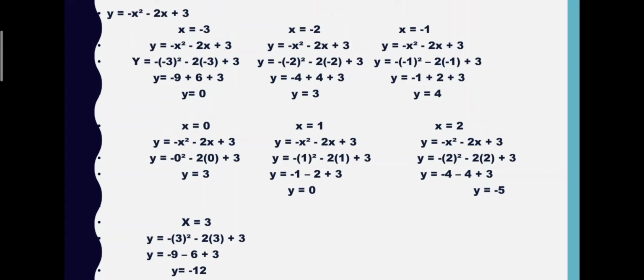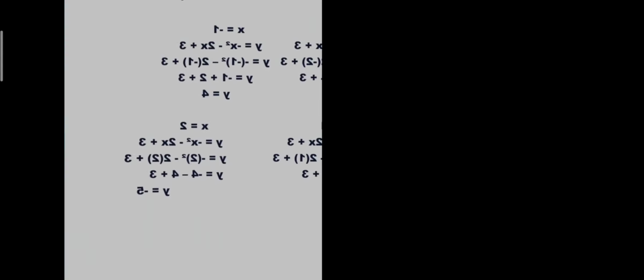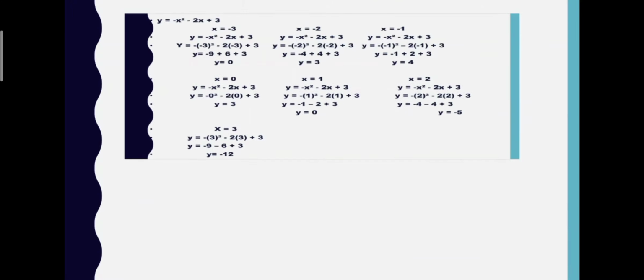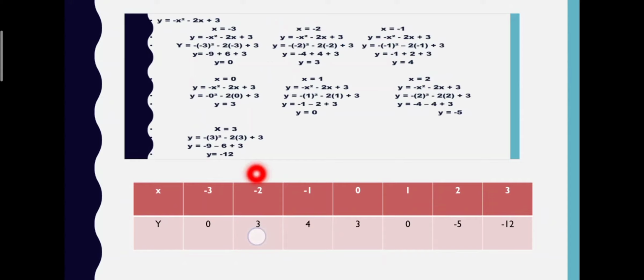So, ngayon naman, ilalagay na natin yung value ng y sa ating table of values. Okay, so here, yan yung na-solve natin. Then, table of values. So, ang negative 3, if ang x negative 3, y is 0, diba? So, 0, ilalagay natin 0. Then, negative 2, then ang value ng y is 3. So, ito, 3.